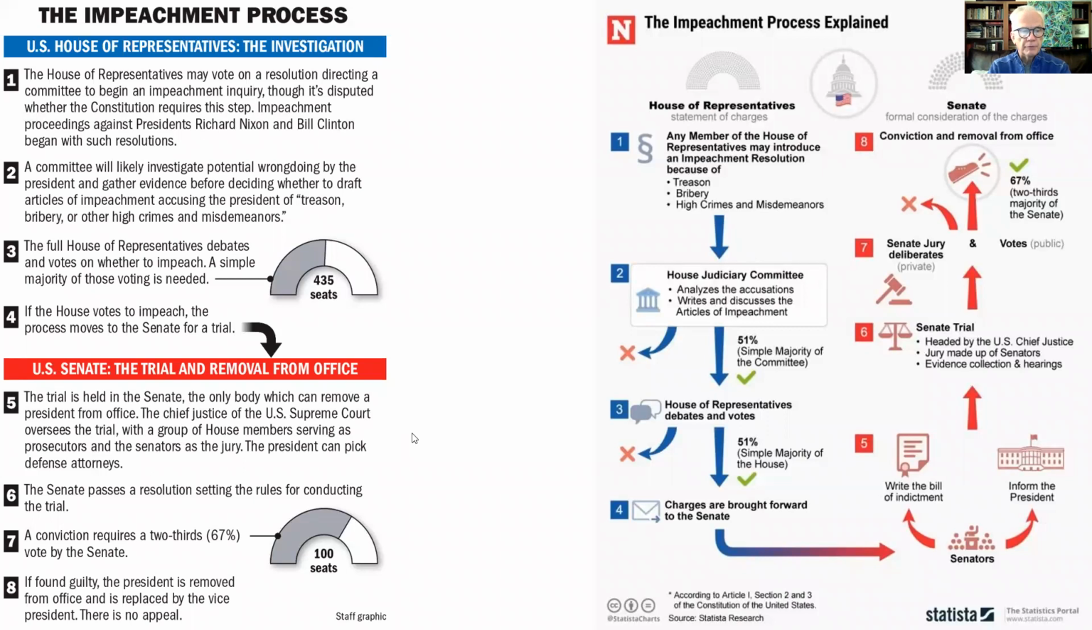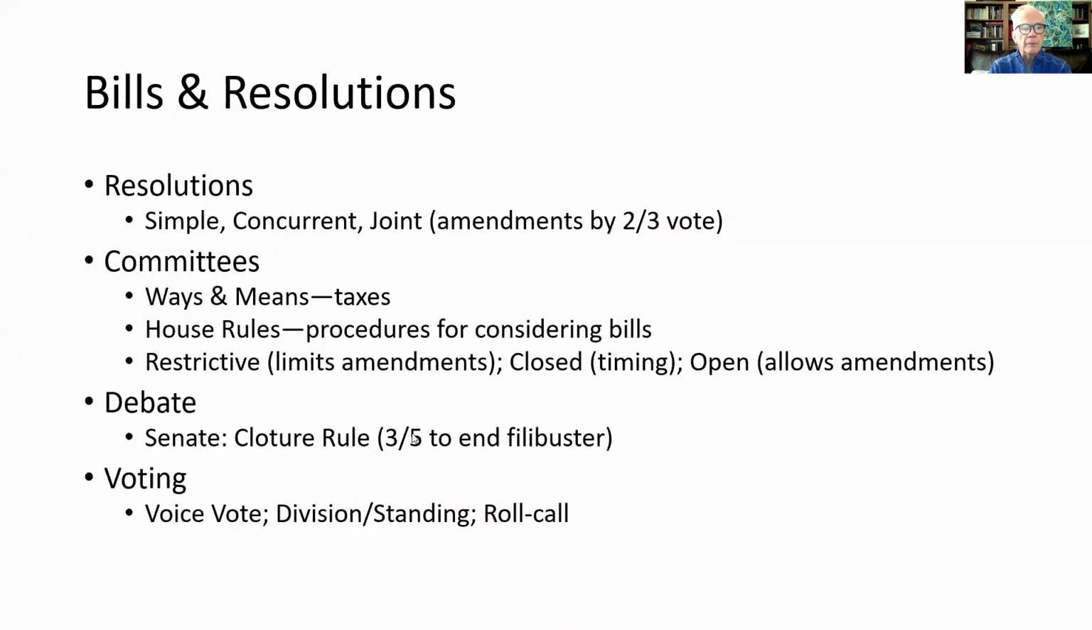Okay, here's another thing that shows you the map of how the impeachment process operates. Okay, bills and resolutions. There are various kinds of things. Resolutions, there are the simple, the concurrent, the joint ones.